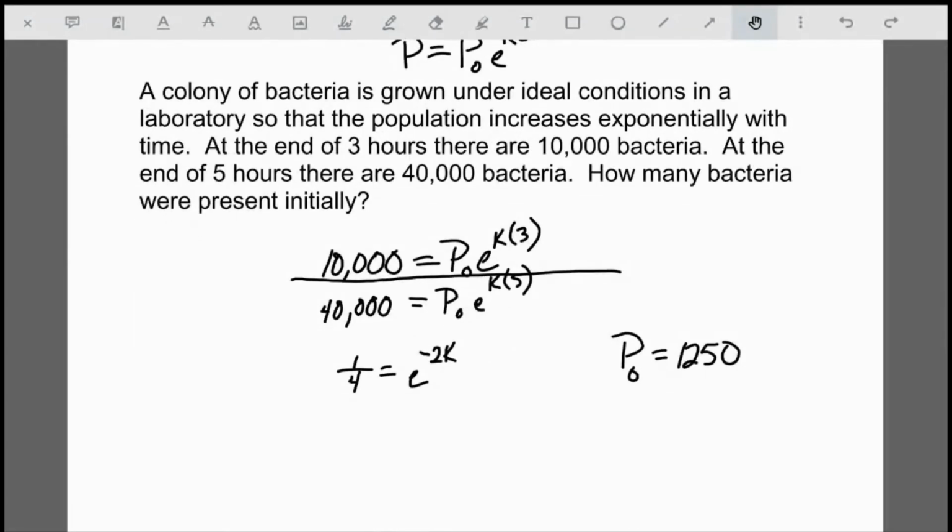Now, here's another example, and I'm just showing you the worked out solution. A colony of bacteria is grown under ideal conditions in a laboratory so that the population increases exponentially with time. At the end of 3 hours, there are 10,000 bacteria. At the end of 5 hours, there are 40,000 bacteria. How many bacteria were present initially?